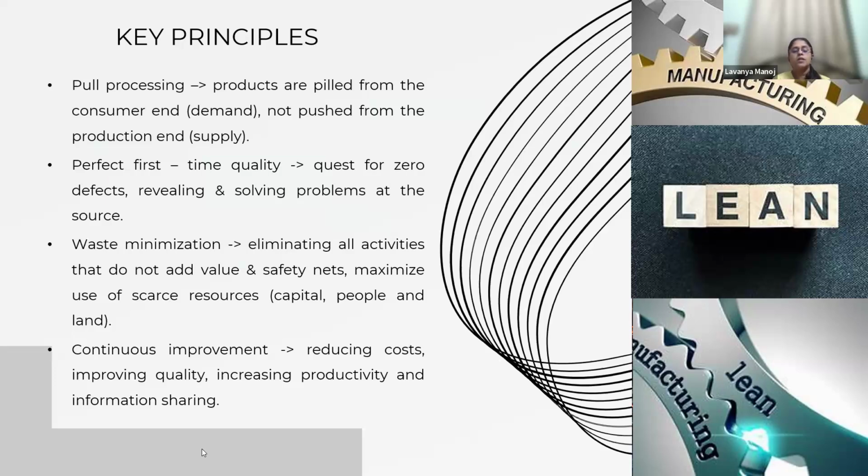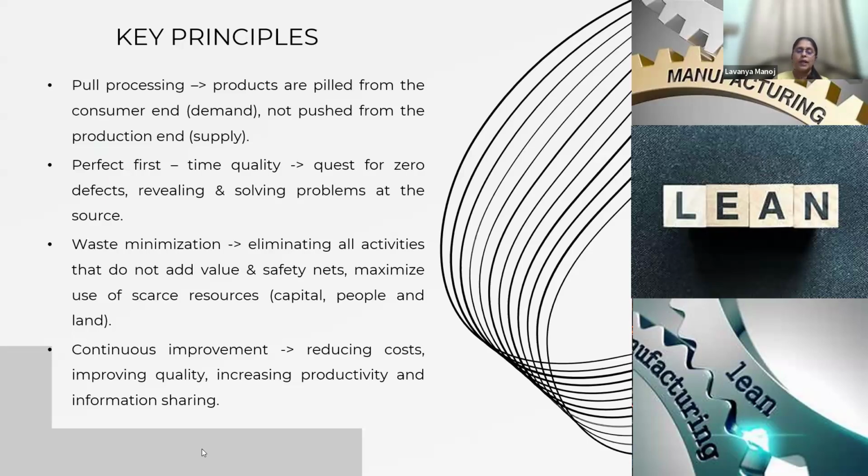And perfect first, that is quality. Zero defects, which reveals and solves problems at the source level itself. So waste minimization is happening, eliminating all activities that do not add value to the product. And safety nets, maximize use of scarce resources. Continuous improvement: reducing cost, improving quality, increasing productivity and information sharing.